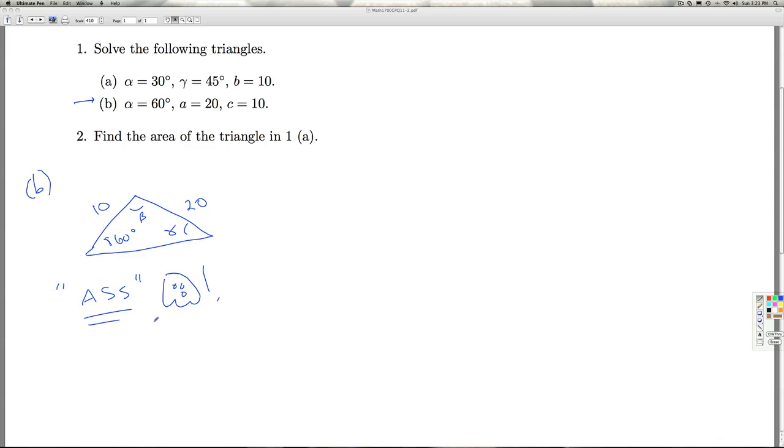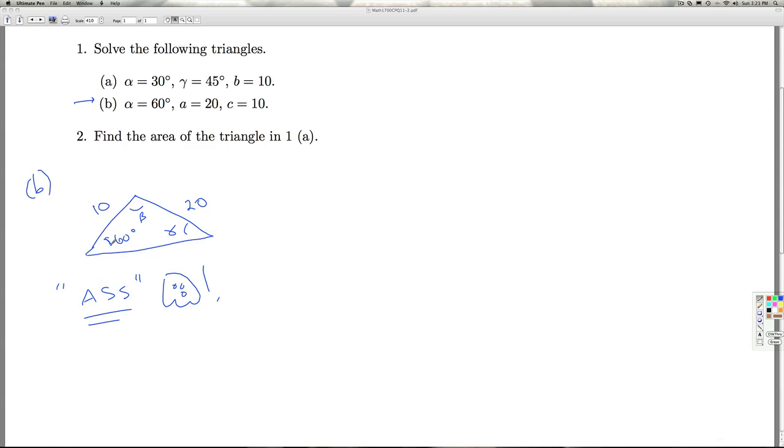otherwise known as the ambiguous case, which means there's lots of different things that could happen here. It may be that there's no triangle at all. It may be that there's one triangle and it's a right triangle. There may be two different triangles, or there could be one triangle that's not a right triangle. So we can have no triangles, or as many as two different triangles depending on what's going on. And we'll see why here in a minute.